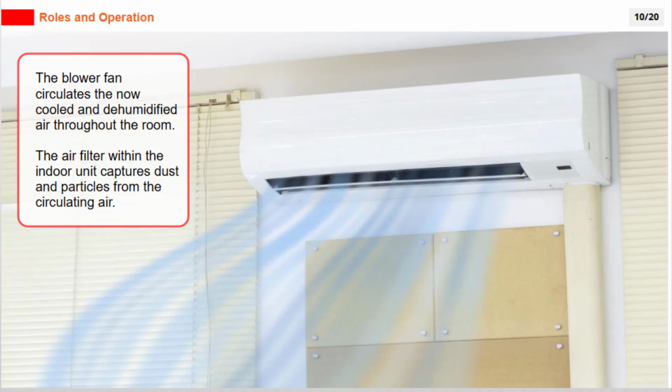The blower fan circulates the now cooled and dehumidified air throughout the room. The air filter within the indoor unit captures dust and particles from the circulating air.